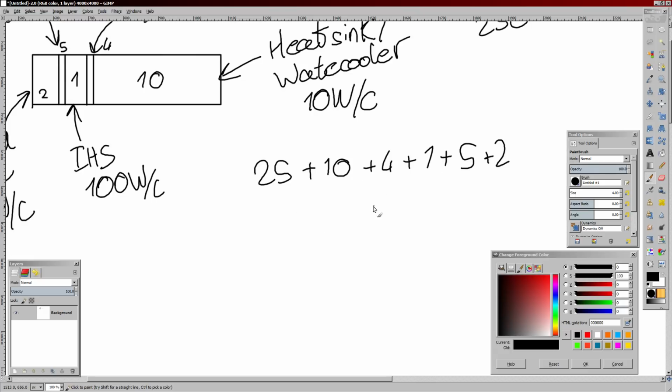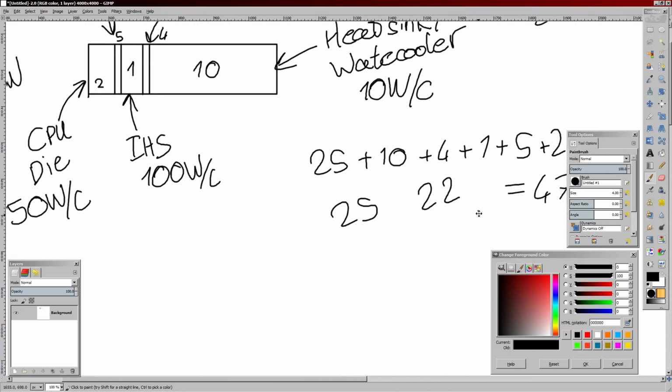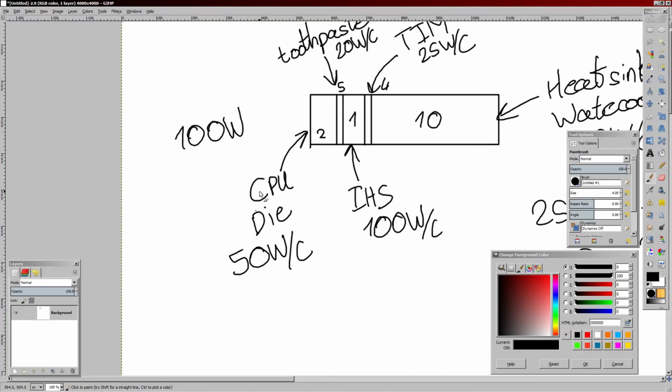Okay, wait, that's 22 total on there. It's 25. So that gives us 47 degrees centigrade. That's not bad. But what if we start overclocking our CPU and our power consumption goes from 100 watts to 200 watts?